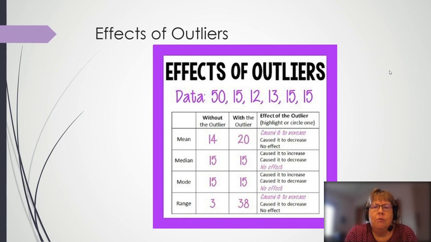The median, as you know, is that central point. That does not change, nor does the mode, because 15 is the most prevalent. And the range went from 3, without the outlier, from 12 to 15, to 38 with it. So just numerically on some basic things, these outliers have quite a bit of an effect on some of our central tendency statistics.